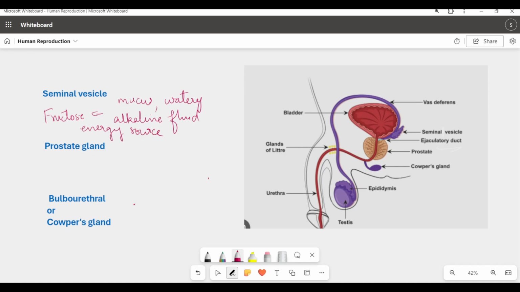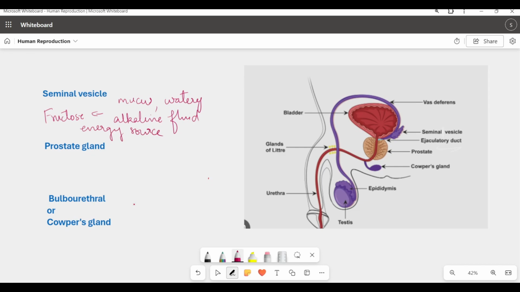This fructose also has a role in forensic science, because the fructose produced by the seminal vesicle is not present anywhere else in our body secretions. So in forensic tests for rape, the presence of this kind of fructose will confirm sexual intercourse.